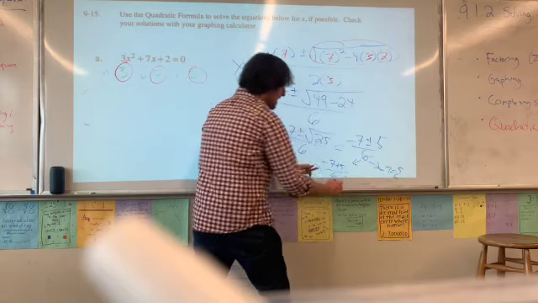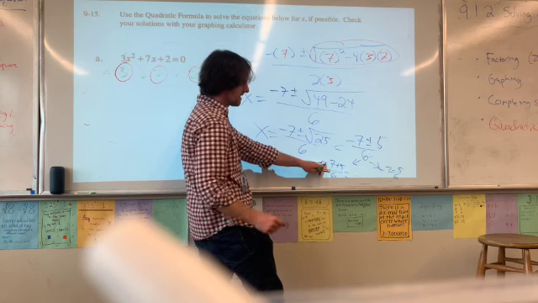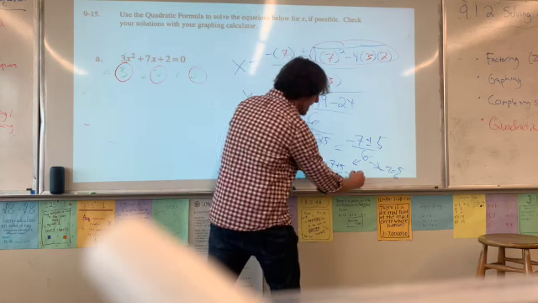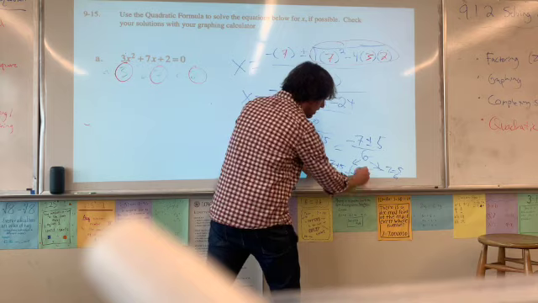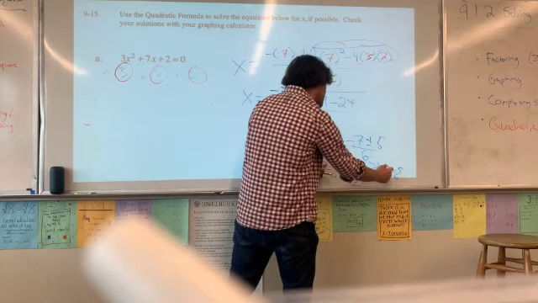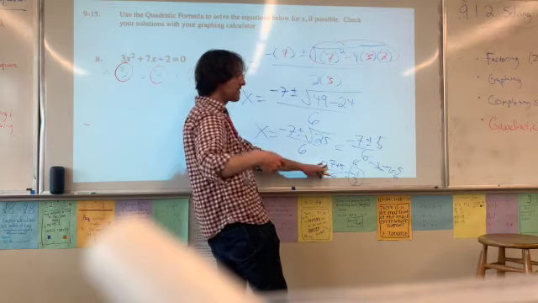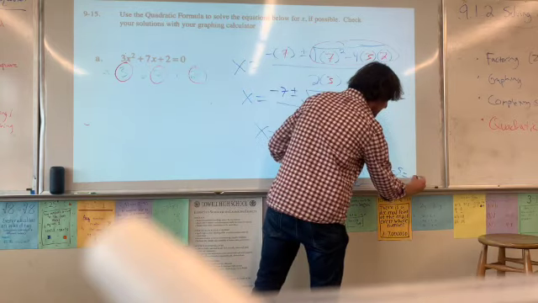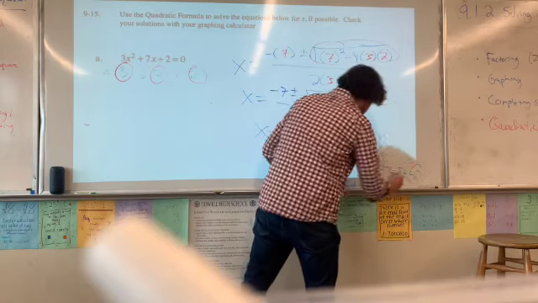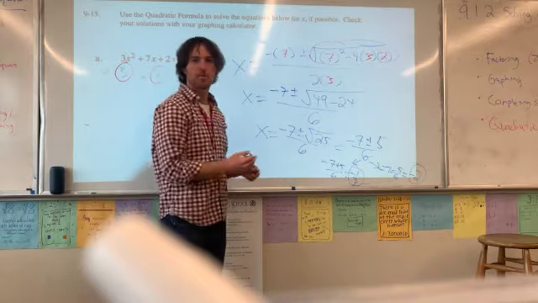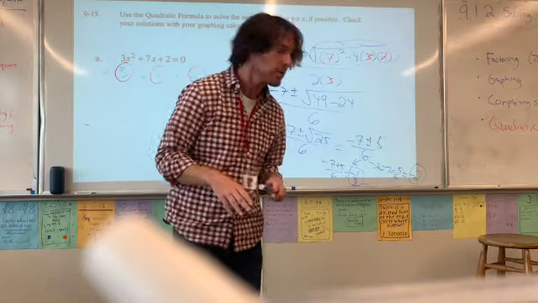Okay, and I get what? Negative 7 plus 5 is negative 2. Negative 2 over 6. I get negative 1/3 there. That's one of my x's, and negative 7 minus 5 is negative 12 over 6, and negative 12 over 6 is negative 2. So those should be your 2 answers for part A. Okay? Message me if you have any questions.